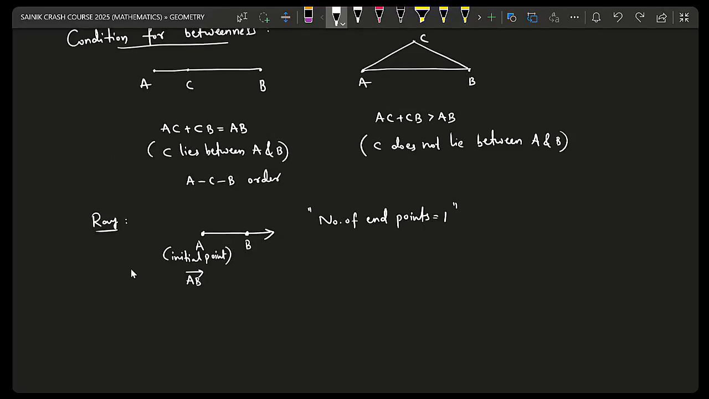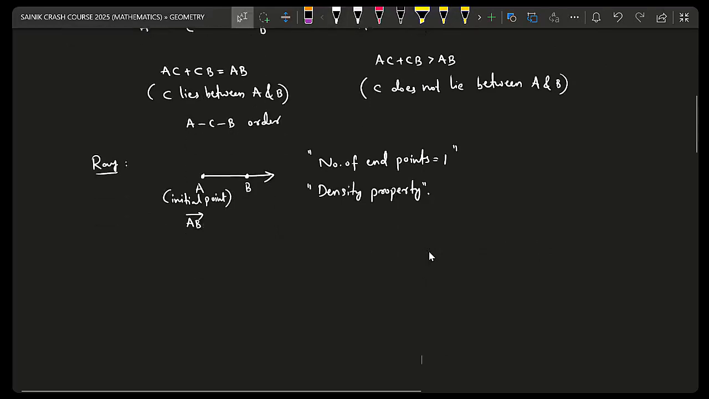And on ray also we have the density property satisfied. What is the density property? On a ray we have infinitely many points, and between any two points again we have infinitely many points. That is density property. Okay, so this is about ray, and it extends only in one direction. And next we have the line segment.